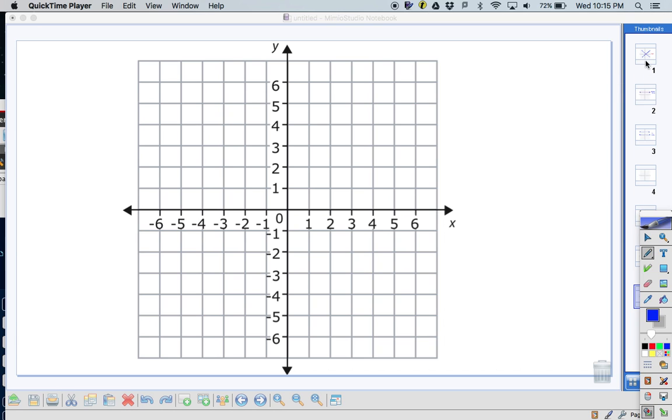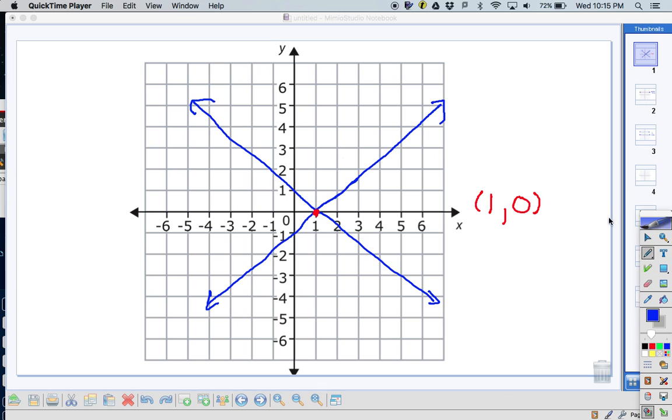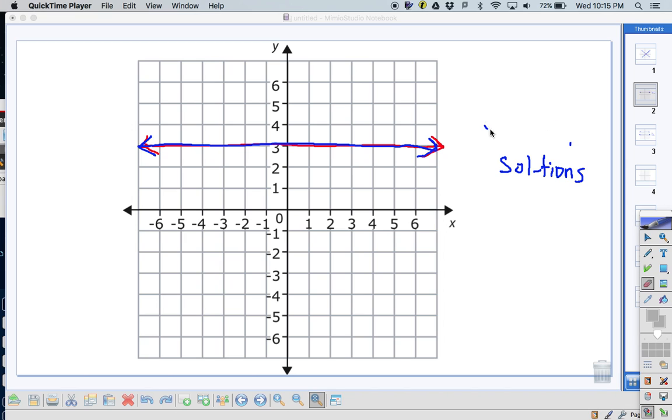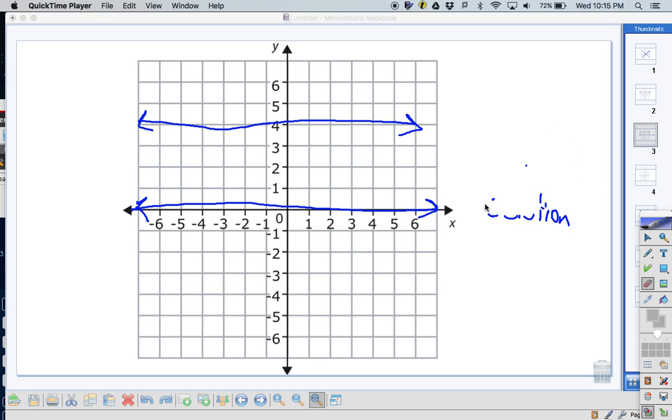So I guess I'm supposed to erase some of this. Okay, there's your little preview.